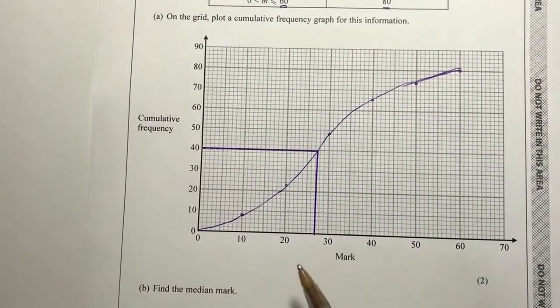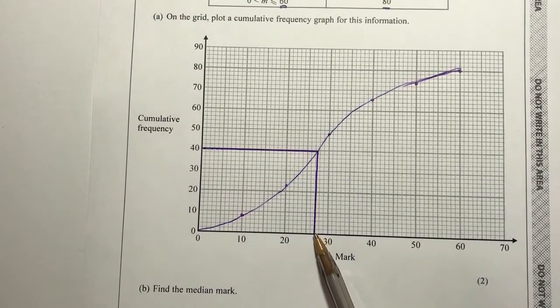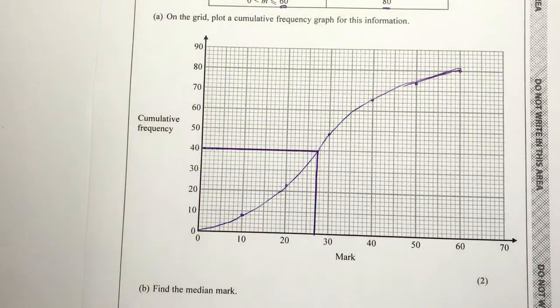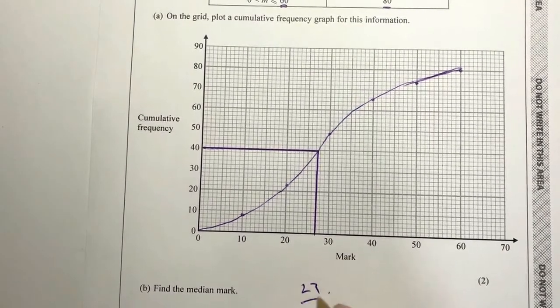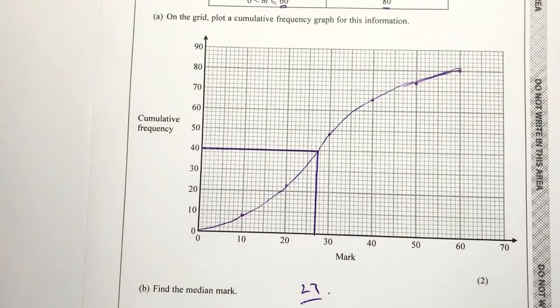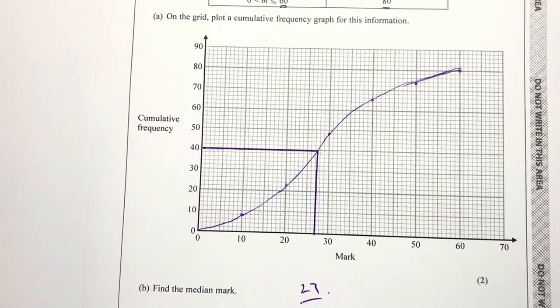Now, there is a little bit of leeway on this reading because not everybody's cumulative frequency will be the same. Now, I made that 27. I can see here that it's not particularly good, but it should be 27.5, something like that, I would have thought. And they will give you a bit of leeway on this, so I'm going to write down 27 on that one.